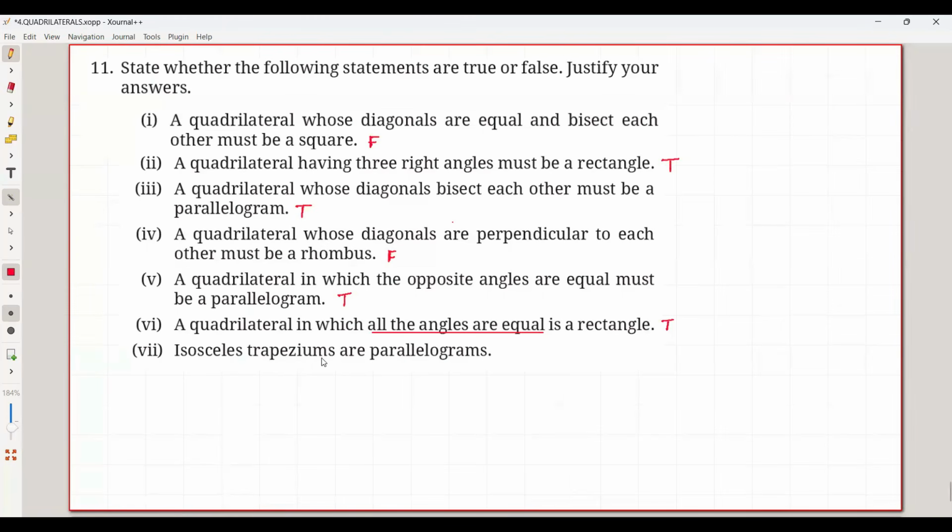Isosceles trapezium is not a parallelogram. What is the property of an isosceles trapezium? Base angles are equal, but in a parallelogram, opposite angles are equal. Therefore this is false, because in a parallelogram opposite angles are equal, but in an isosceles trapezium, base angles are equal.